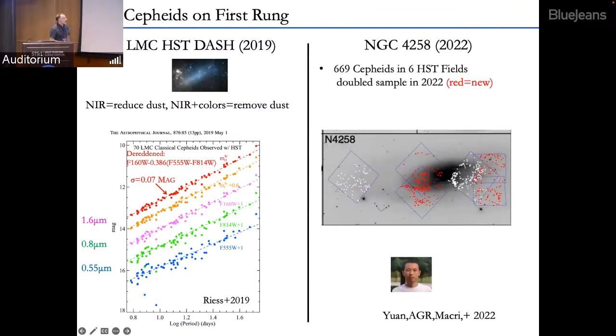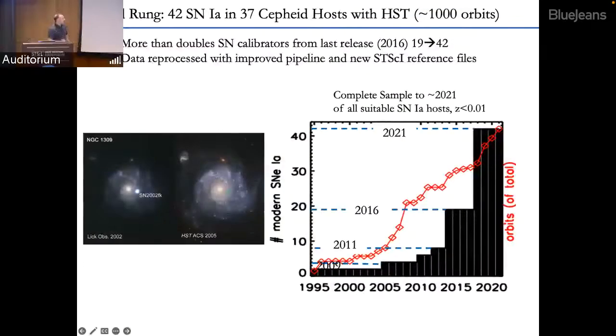And then the third anchor is the galaxy NGC 4258. There's been 6 major campaigns on this with the Hubble Space Telescope to find Cepheids there. Now some 669 Cepheids. Okay, on to rung 2.